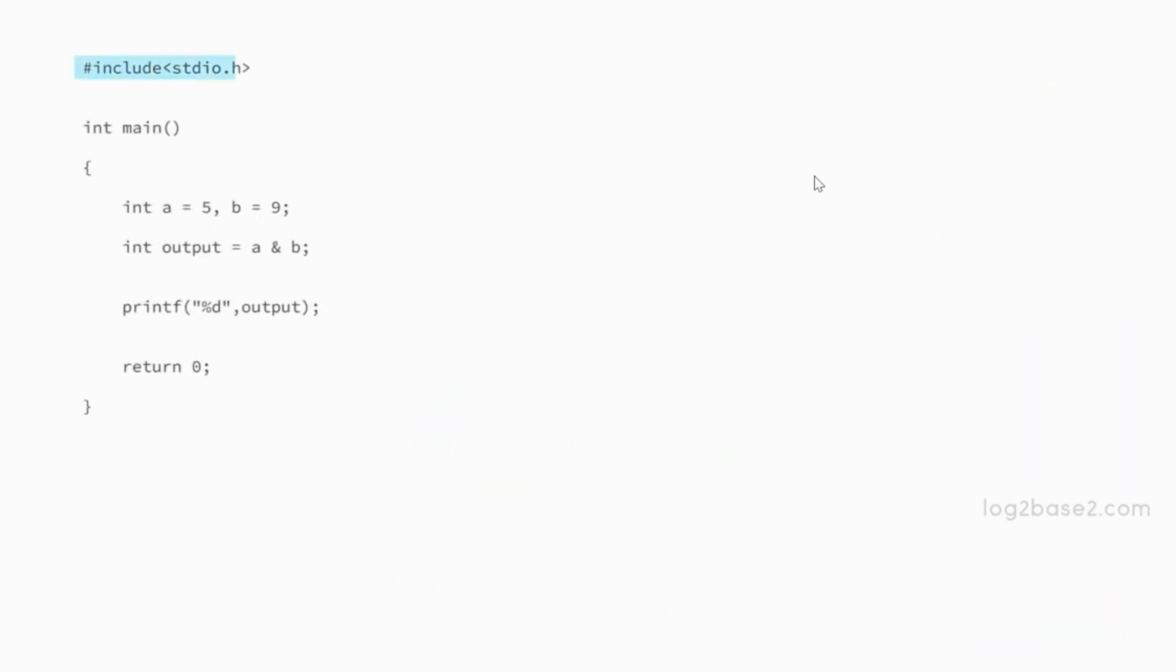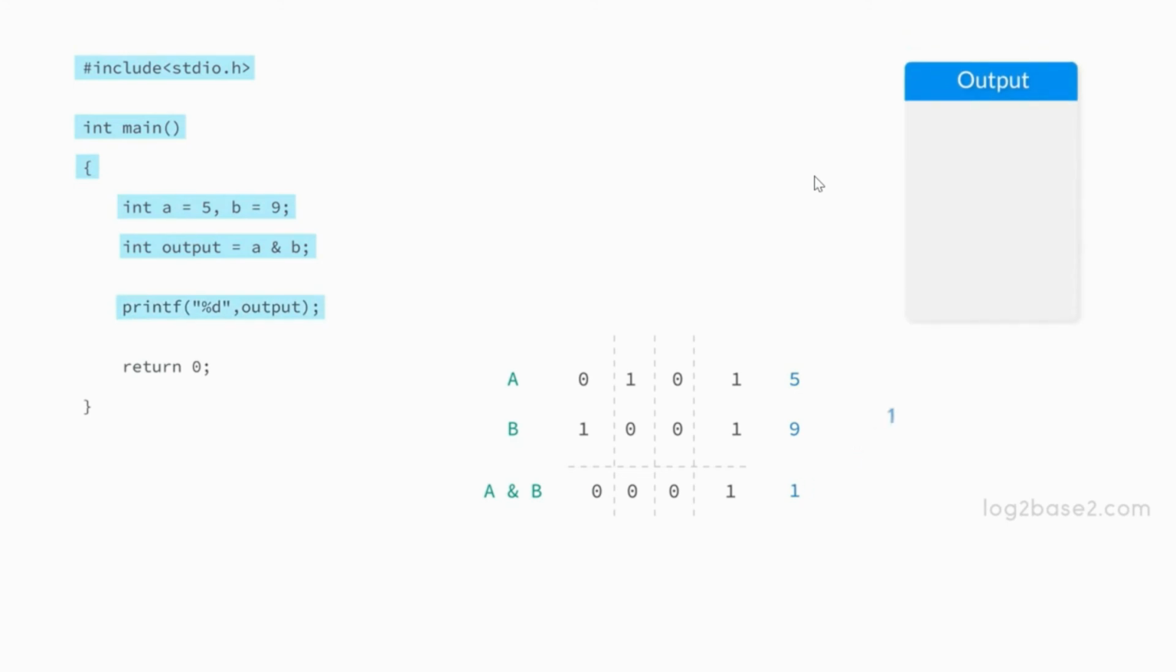Now see the code to implement this. In the main function we are declaring two integers a and b, equal to 5 and 9. Then we calculate output equal to a bitwise AND b. The bitwise AND operation is performed and the result is stored in output. Now we print the value of output, which will be equal to 1.